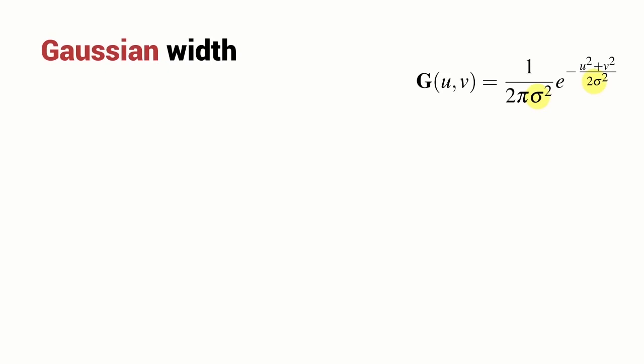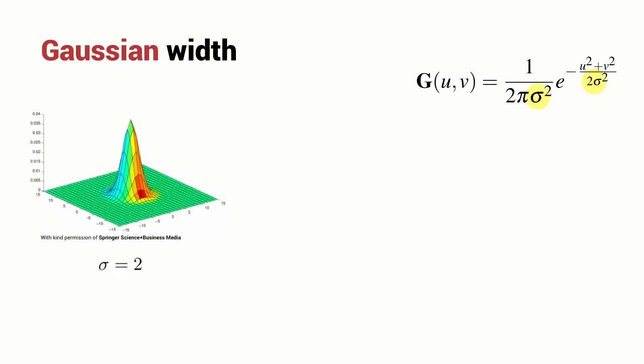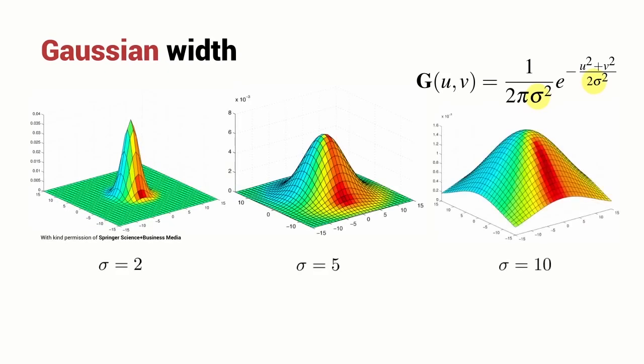An important parameter of the kernel is the standard deviation, the symbol sigma, which appears twice in the analytic expression. It controls the width of the kernel. So for sigma of 2, we see that it is a very tall, pointy peak. For sigma of 5, it's much broader. For sigma of 10, it's broader still. The area under the Gaussian function is always 1, so as it gets wider, it becomes less tall.